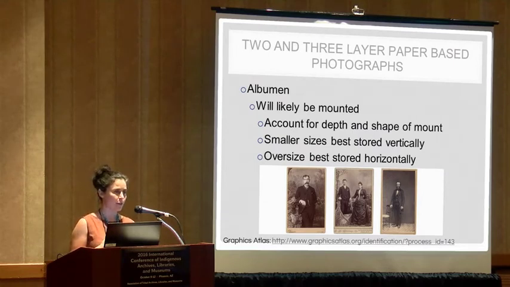Now certain types of mounts, such as those for stereo views, will be intentionally concave so that when you're viewing them, you get the full 3D effect. Other mounts over time will have become unintentionally concave. But you want to respect that because if you try to flatten them, they'll most likely break. For small mounted photographs, it's actually best to store them vertically because the least amount of pressure will be put onto the mount and the least risk for it breaking.